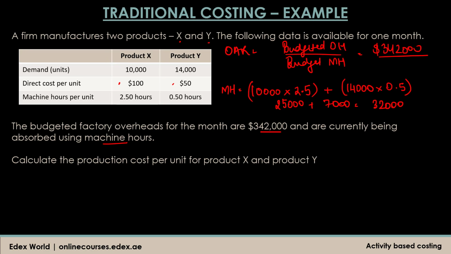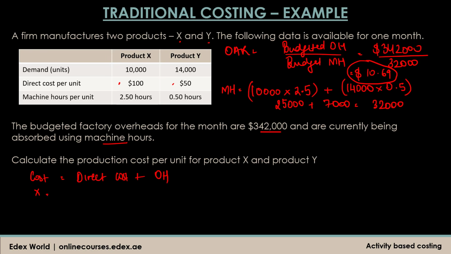So in our overhead absorption rate formula, 342,000 divided by 32,000 machine hours. We get a rate of 10.6875. I'm going to round it off to $10.69 per machine hour. Now calculating the cost of the product. The cost of any product is equal to the direct cost plus indirect cost, or the overheads.